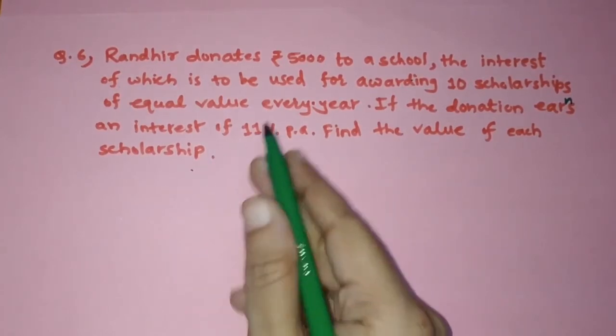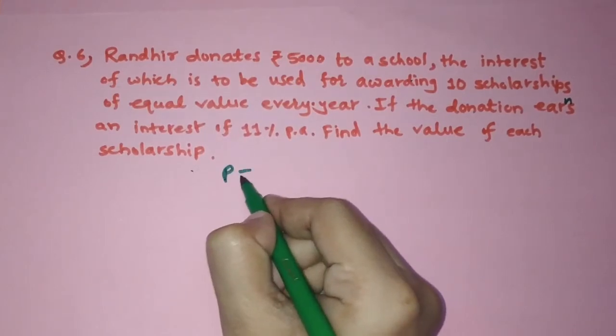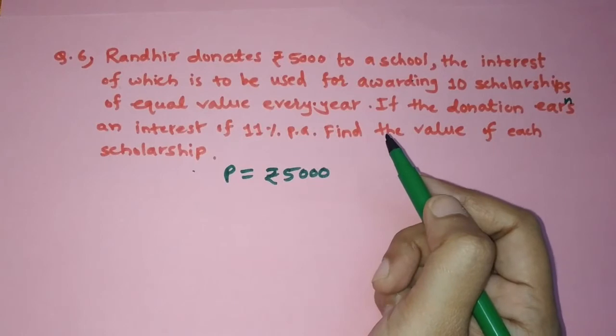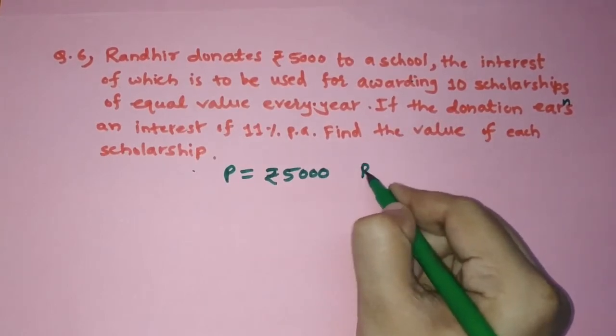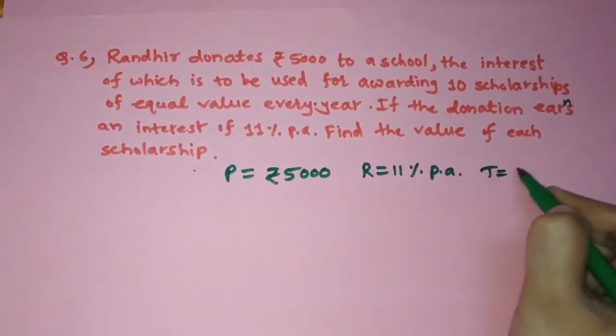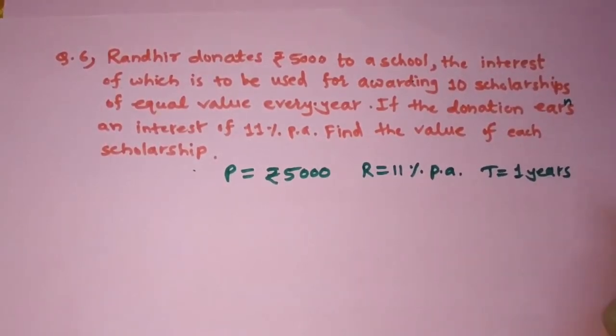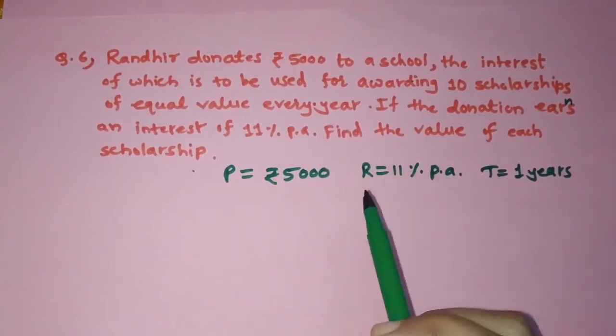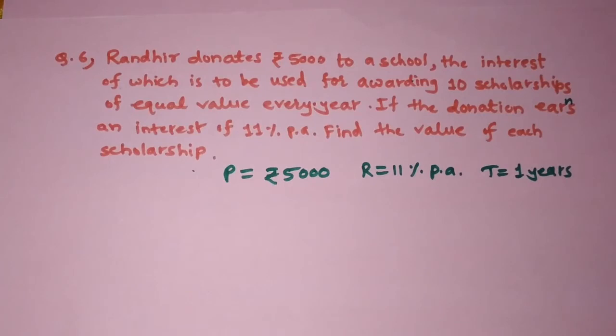So friends, in this case Randhir is donating 5,000 rupees to a school at an interest rate of 11% per annum, and the time is also given as 1 year. After earning the simple interest, that money he is giving as scholarships. So 10 scholarships he is giving from that value. We need to find out the value of each scholarship.